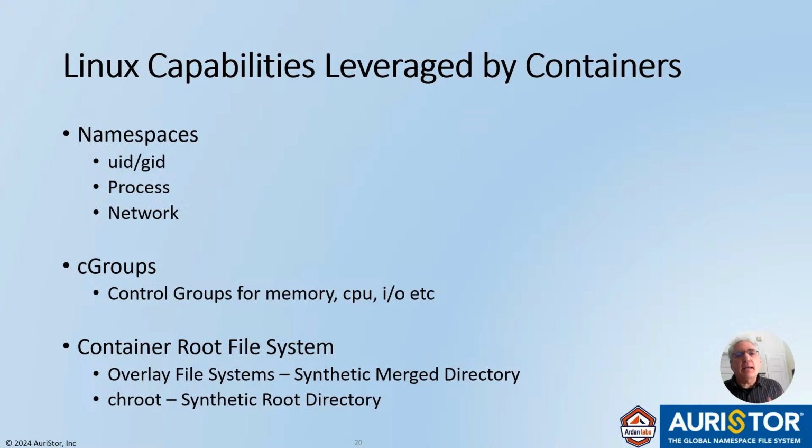I'm now going to get into the geeky stuff. Containers work by leveraging some Linux capabilities. There's something called, like I said, namespaces, which protect the user IDs, the process IDs, the network IDs. Cgroups allow a single machine to dole out memory, CPU, and IO, etc. But the thing I really want to focus on is the container root file system.